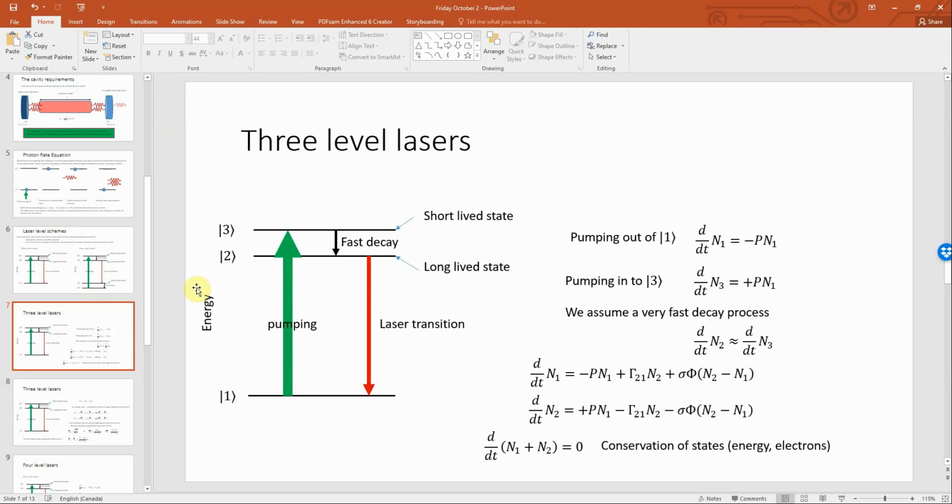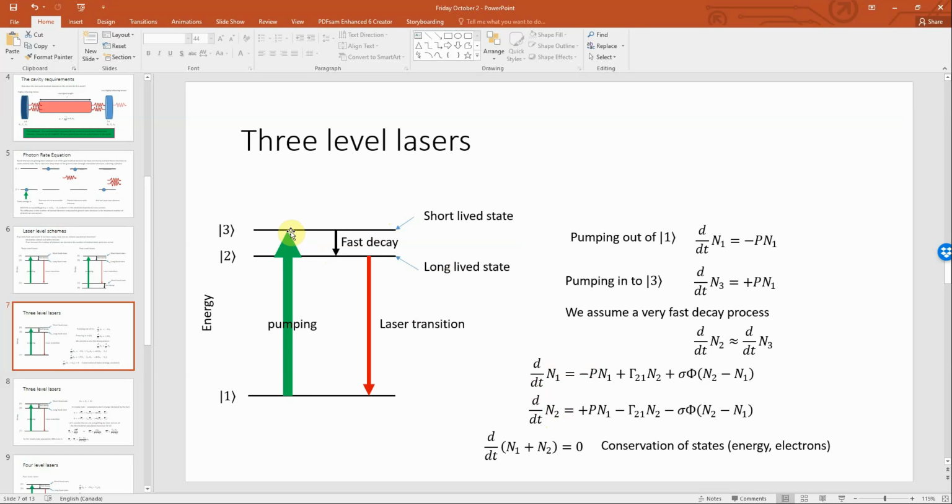Okay, so for a 3-level laser, we pump out of state 1 up into state 3. And that's given here by these differential equations. So from 1 to 3, and then we assume a very fast decay process. So that means that the rate of change of level 2 is approximately equal to the rate of change of level 3. All right, and so then effectively we end up looking at this like a 2-level laser.